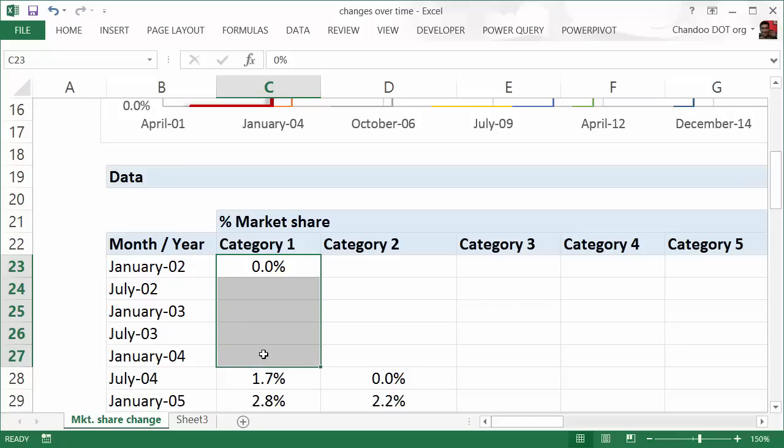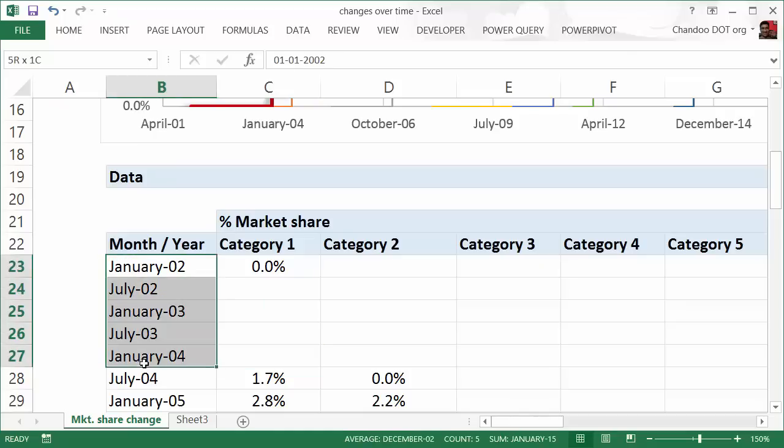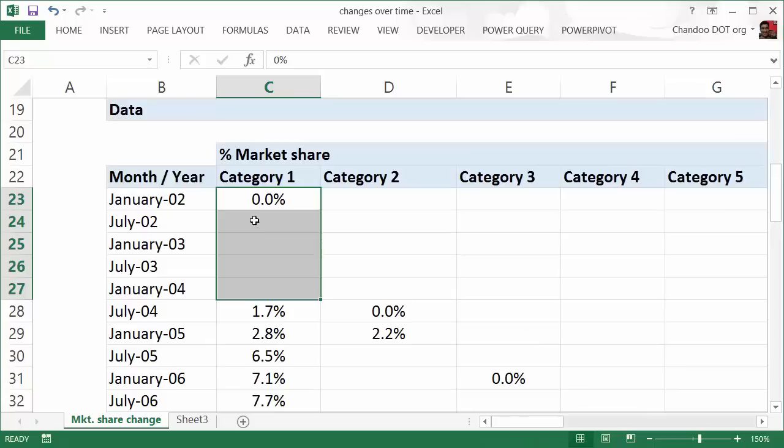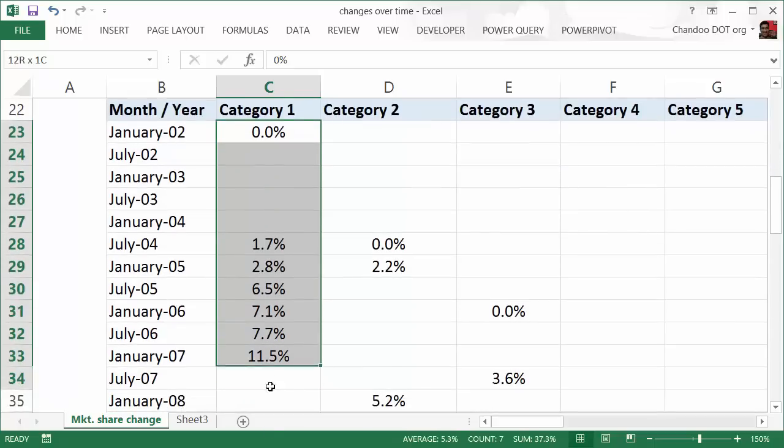So let's say I'm looking up here and get the corresponding value for January 2004. Now if I do a simple VLOOKUP, I'm going to get blank because this value is nothing. Instead, what I need to do is get that entire range and then get the last non-blank value. So when I'm here, I get 1.7%, but when I'm here, I'll get 0% because these are all blank. That should be 0.